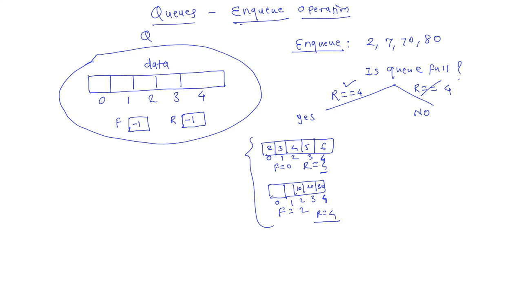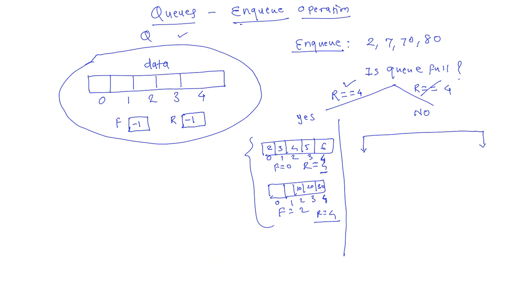Now, when the queue is not full, there are two situations. I'll show you those two situations. If the queue is not full, there are two possibilities. What is the first possibility? The queue is like this only, exactly like this.